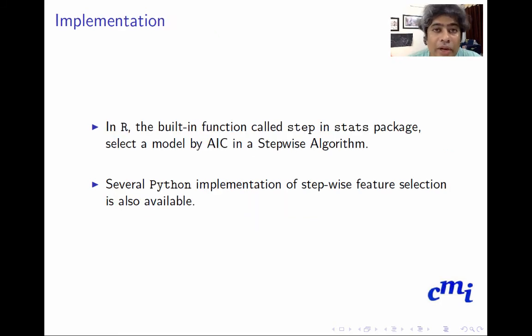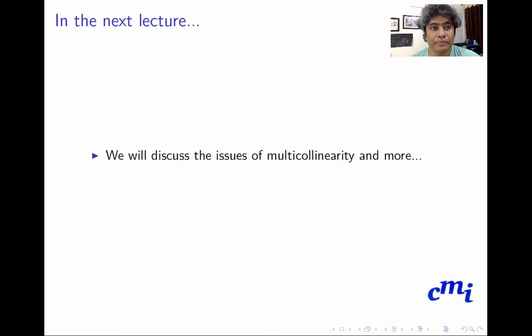When it comes to implementation of stepwise feature selection, in R there is a built-in function called step in the stats package, which selects the model using the AIC criterion in a stepwise algorithm. Several Python implementations of stepwise feature selection are also available, so you can use either the step function of R or any of the Python implementations.